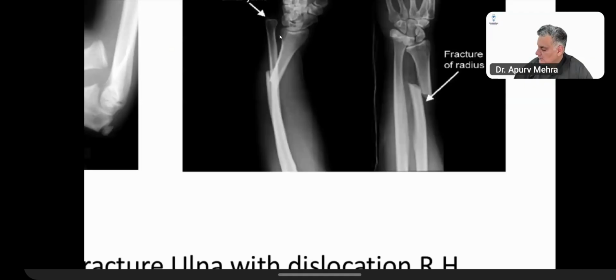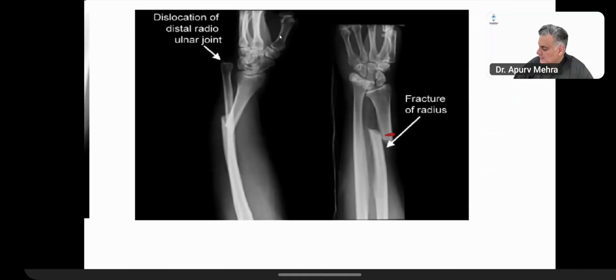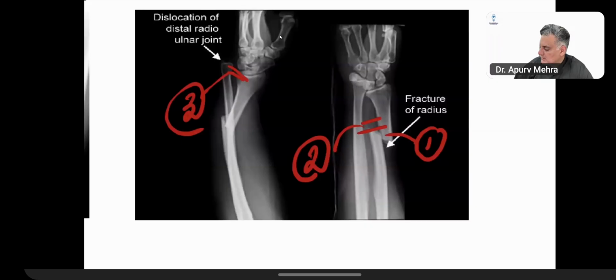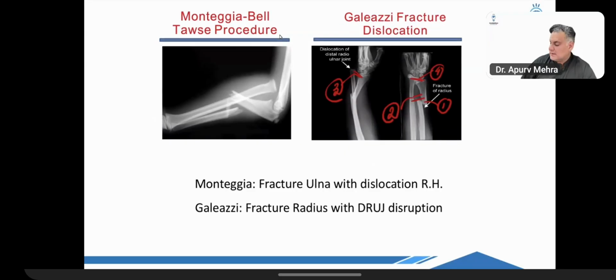So, fracture of the radius, number 1. Damage to the interosseous membrane, number 2. Disruption of the radioulnar joint, 3. And triangular fibrocartilage complex damage, 4. So these are 4 things. Whereas fracture of the ulna with dislocation of the radial head is Monteggia. Which is more common? Galeazzi. We had done this yesterday.